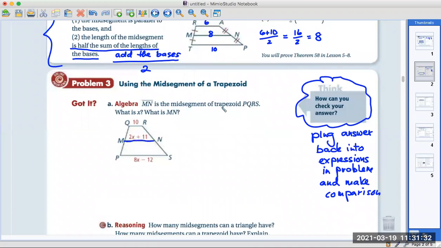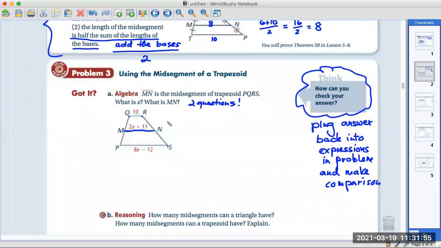MN is the midsegment of trapezoid PQRS. What is x? What is NM? There are two questions here. Sometimes we answer the first question and forget about the second, so we always want to make sure we look at that. Okay, so look. Remember I said the sum of the bases, which are on the outside, these are the bases, divided by 2 is the midsegment.